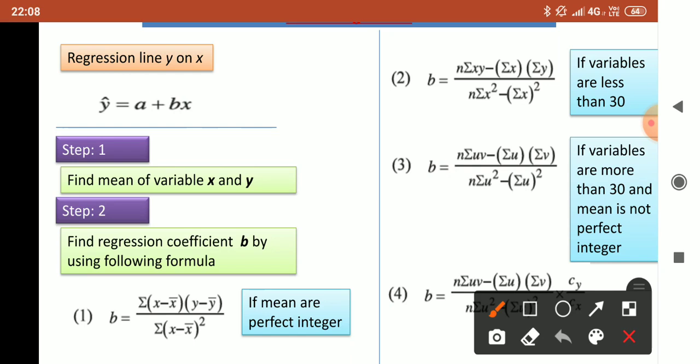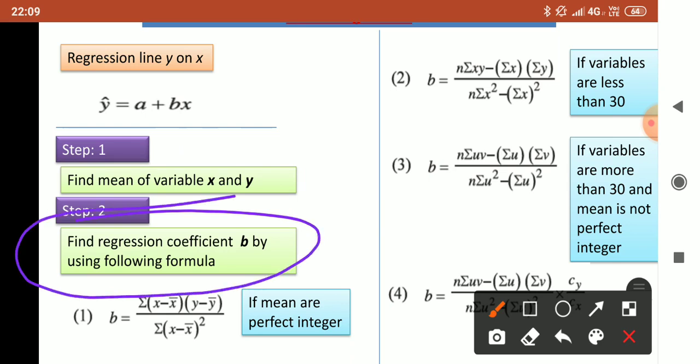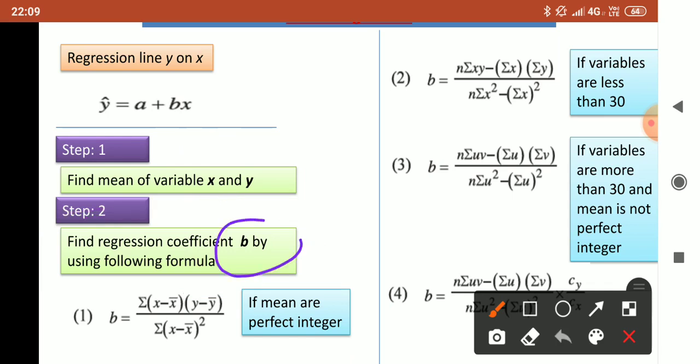Step number 1, find the mean of variable x and y. So in step 1 you have to find the mean of x, that is x bar, and y, that is y bar. In step number 2 you have to find the regression coefficient by using formula. What do you mean by regression coefficient? We are denoting regression coefficient by b. So in step number 1 you have to find x bar and y bar. In step number 2 you have to find b, that is regression coefficient.